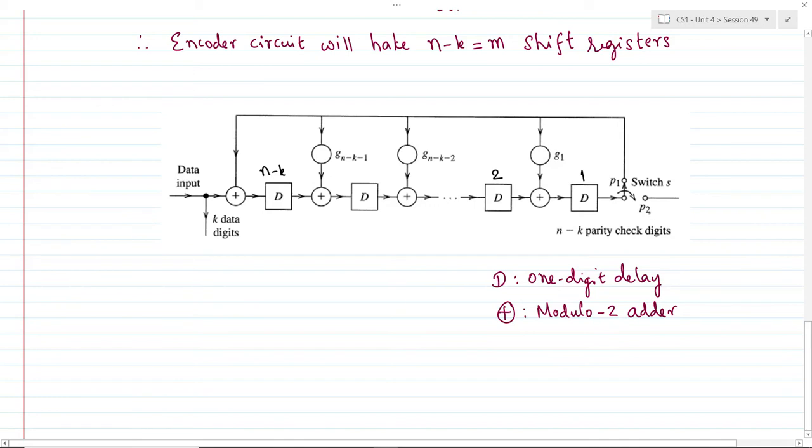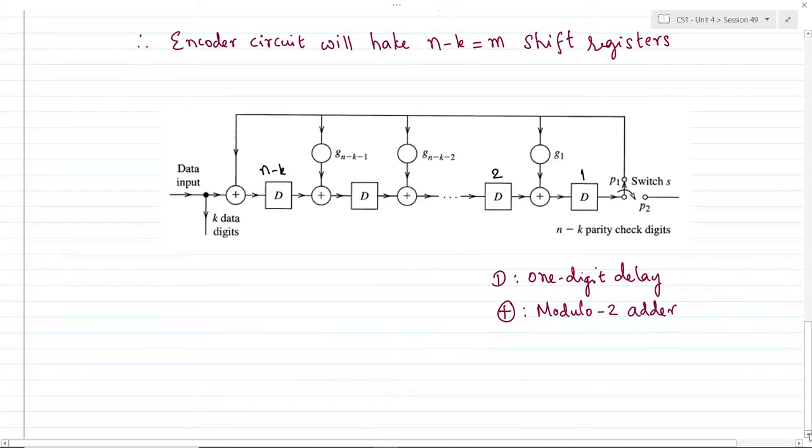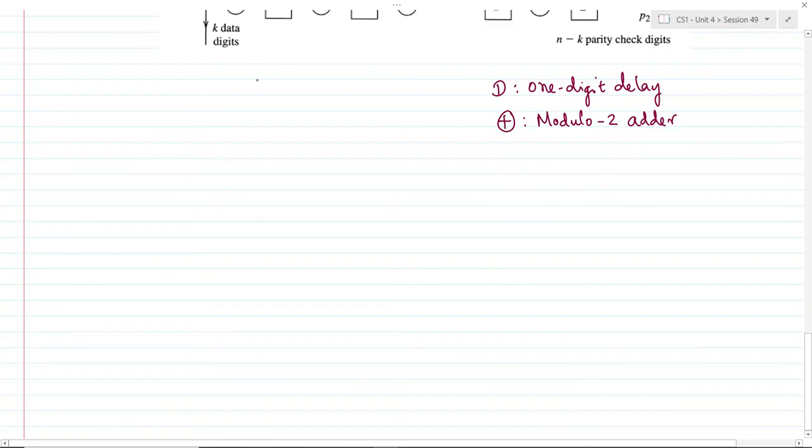The clock ticks will happen again n minus k times to clear all the shift register contents. So this is how we can describe, in general, the working principle of the encoder circuit. This is the case with encoding.